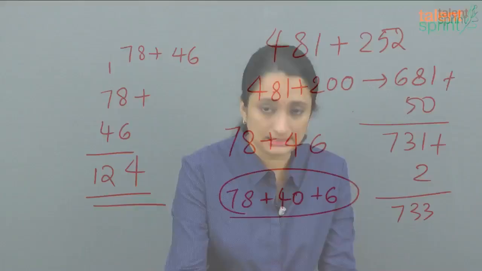See, BODMAS is at times also referred to as VBODMAS. What does V stand for? V stands for vinculum, which is a bar that is sometimes given under some numbers, which means that the numbers which come under this bar have to be solved first before anything else. Okay, I'll explain it to you. So let me share my screen.